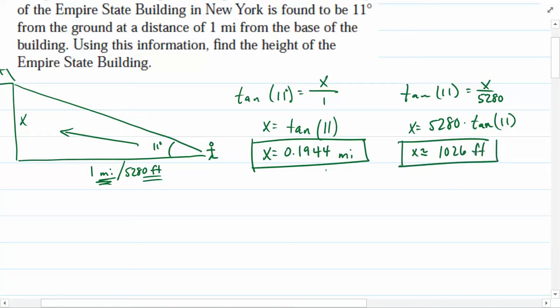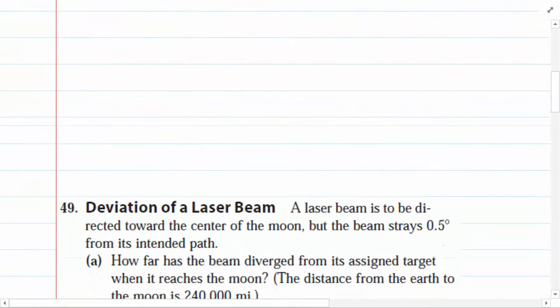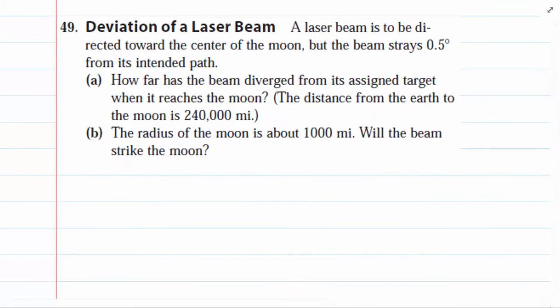Either answer is fine. This is probably the more traditional one that I would see for a result here, since our original measurements were given in miles. Please make sure that you include your units, regardless of the answer that you select.